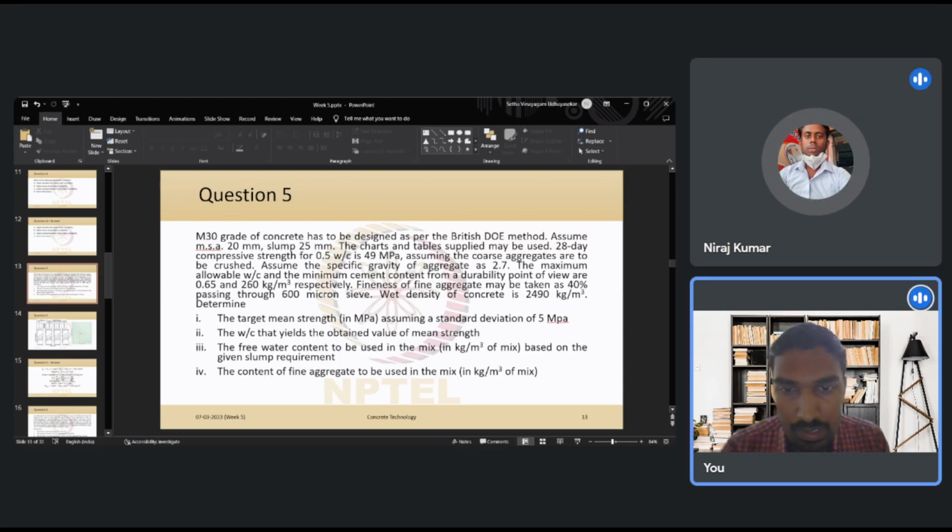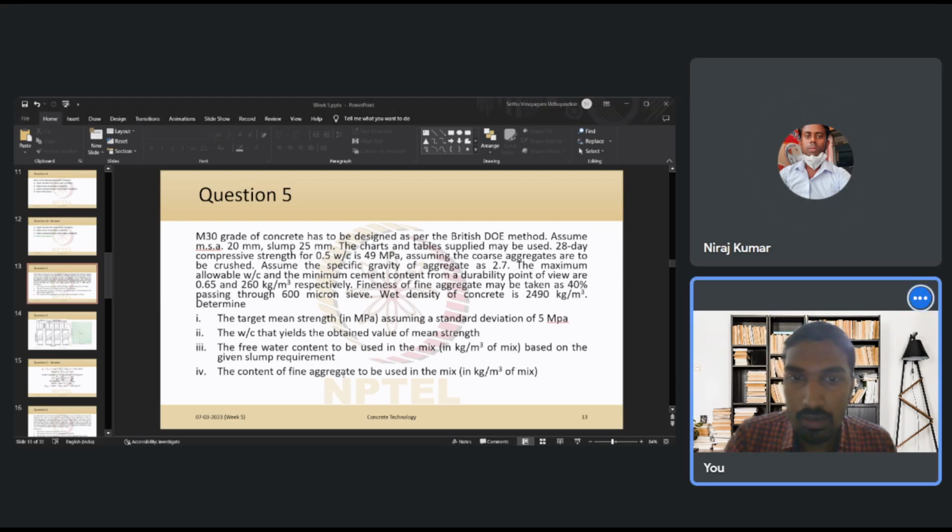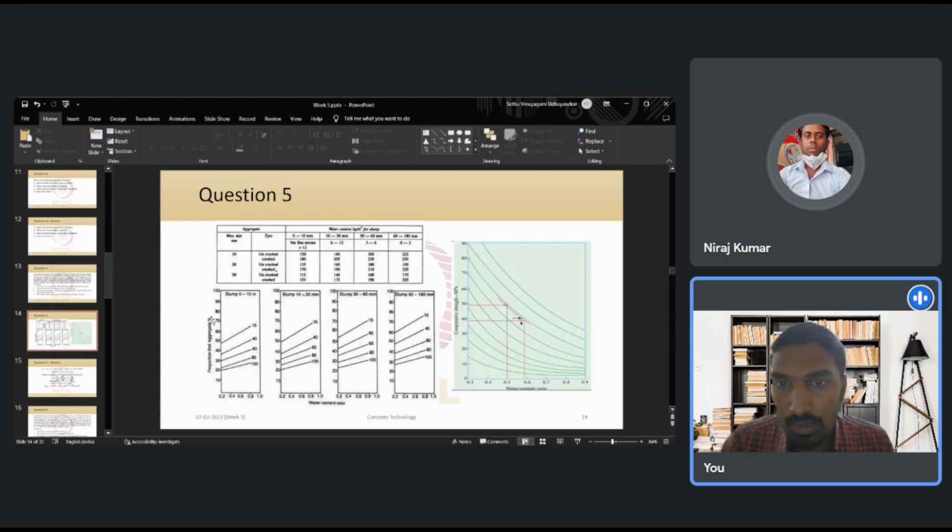So what the question asks us to find is the fine aggregate content in the mix. So how do we find the fine aggregate content? For that we'll use the other chart that is given to us. Here we know the proportion of fine aggregate for a given water to cement ratio, for different slump requirements. Our slump is 25 mm, so it is in this 10 to 30 mm range. So we'll be looking at this graph, and the water to cement ratio that we are using is 0.6, right?